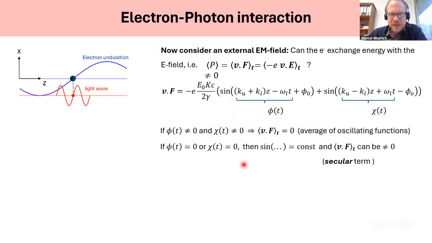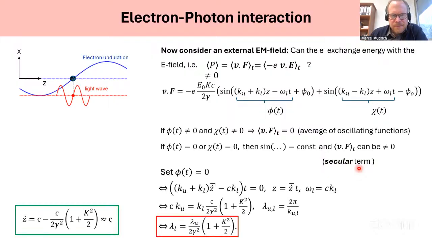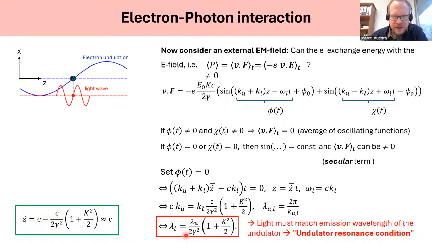So at least one of the two has to be non-zero, and we concentrate on the first term, the so-called secular term, that should be non-zero. And that gave us the condition for, okay, time t cannot be zero, so this phase has to be zero. And that led us to a resonance condition. This is called the undulator resonance condition, which happens to be exactly the same formula as the undulator equation giving us the undulator wavelength.